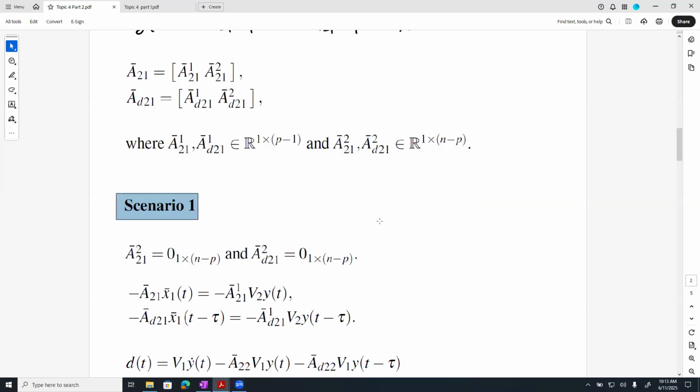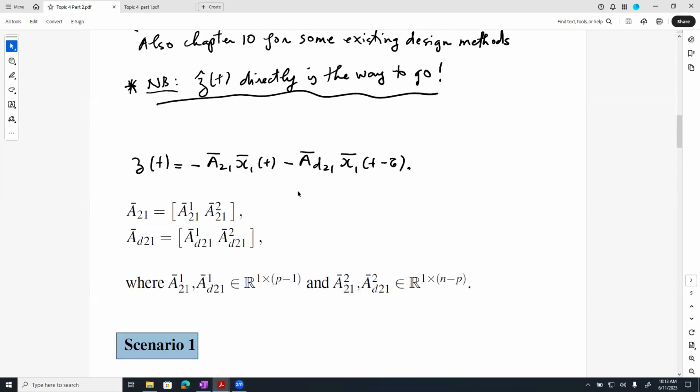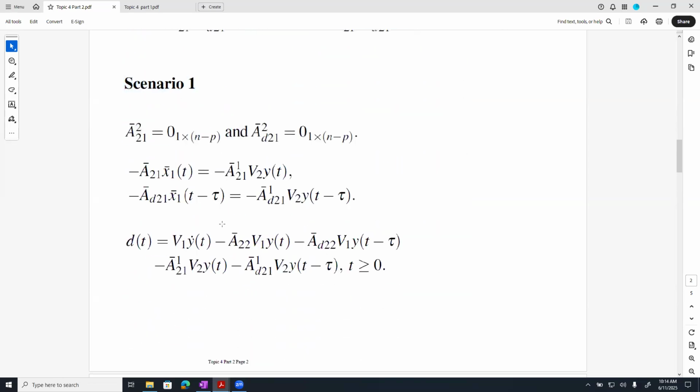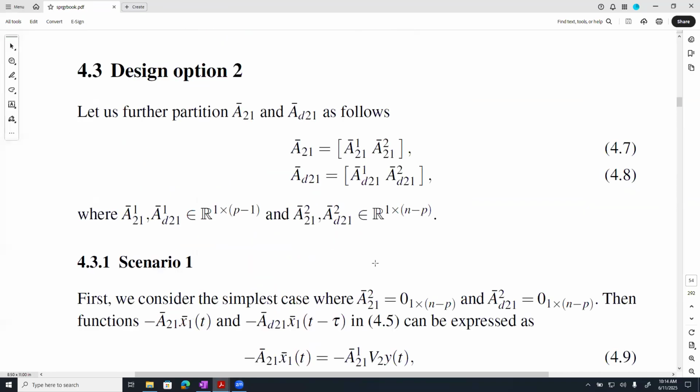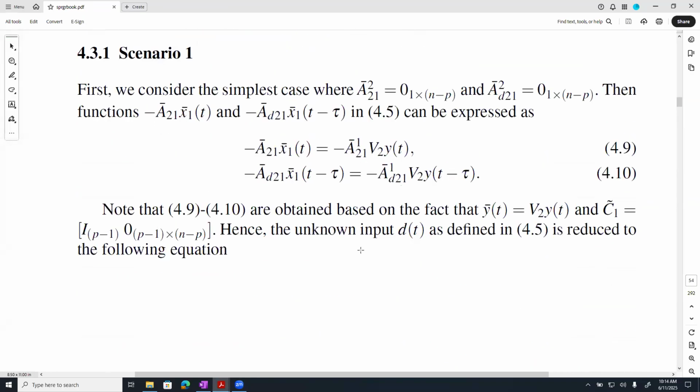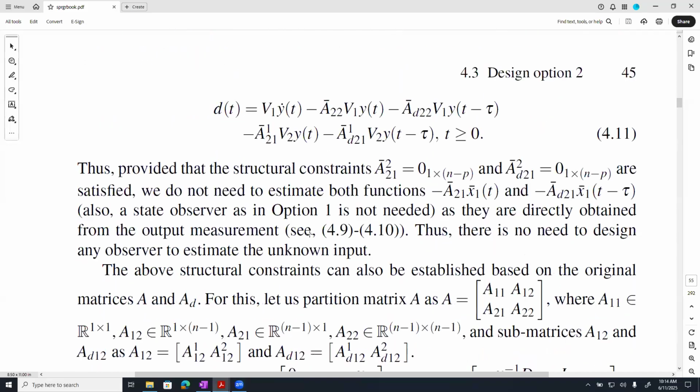And by the way, when we normally design a functional observer, we normally assume that this matrix and the C tilde matrix are of full rank, but in this situation, they are not. That's why, by exploiting that structure, we're able to realize the estimation directly without needing any observer. Okay, so that's what is explained in scenario 1. There is no need to design an observer to estimate the unknown input.